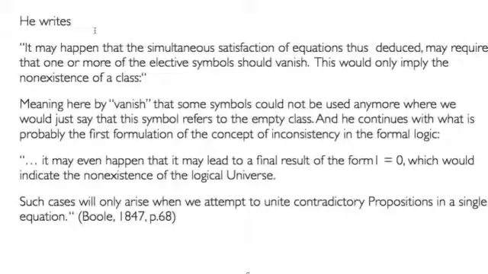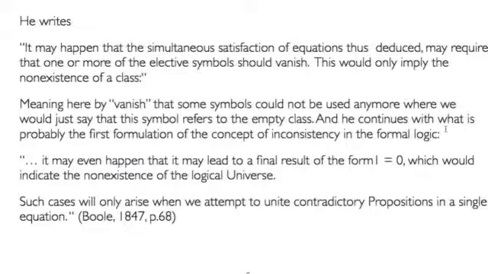And then he writes, it may happen that the simultaneous satisfaction of equations thus deduced may require that one or more of the elective symbols should vanish. That would only imply the non-existence of a class. So he says that if the solution of the equation requires that one of the classes which participate in the equation should contain no elements, as we would say, for him it doesn't mean that. It means that the whole thing is non-existent, so the symbol itself cannot be used. That's a different meaning.